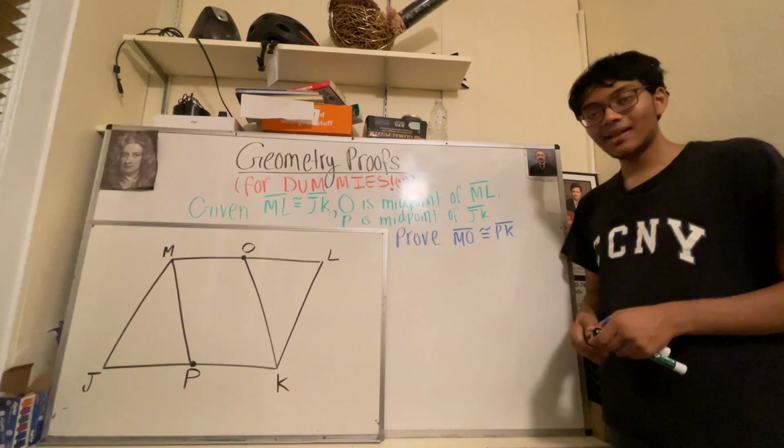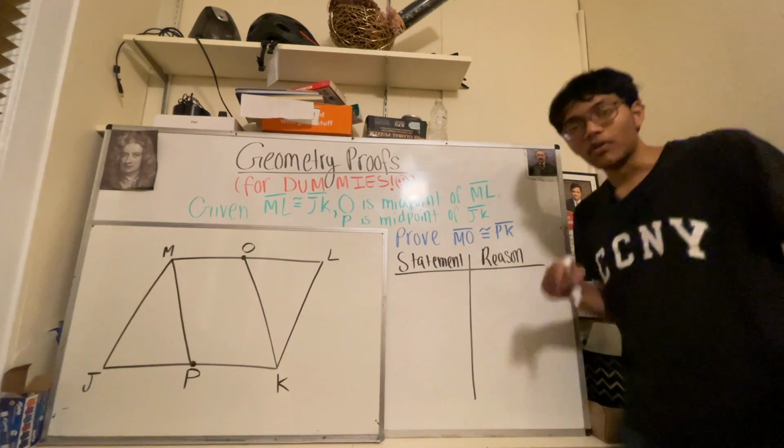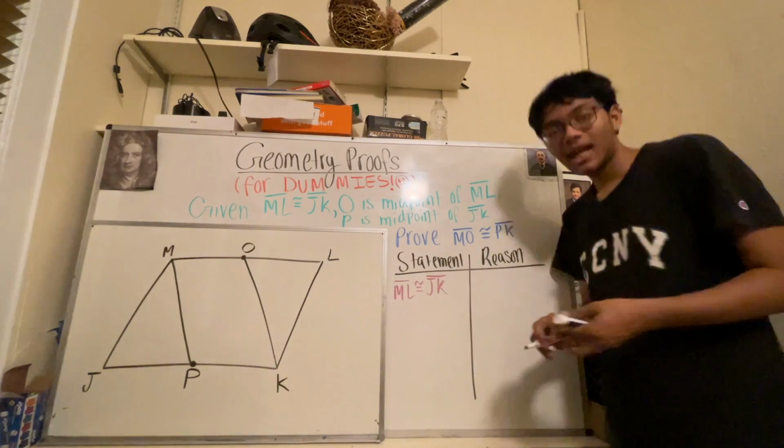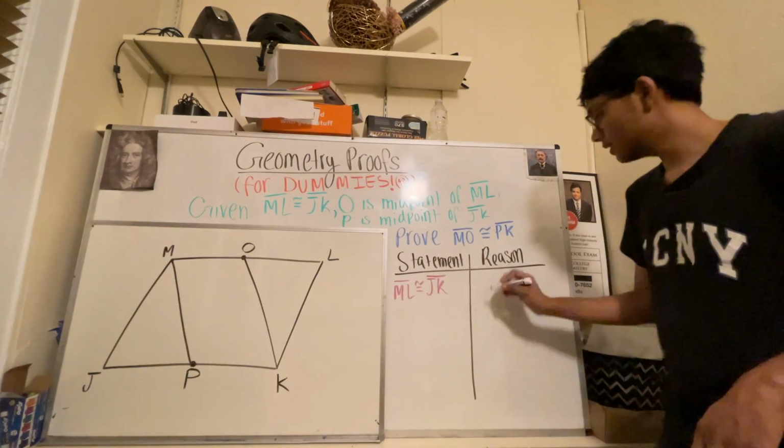Well, we gotta make a t-table. It has statements and reasons. So first thing we know is that ML is congruent to JK. So we might as well state that. And how do we know that? Well, it's given, right? The problem tells us that.